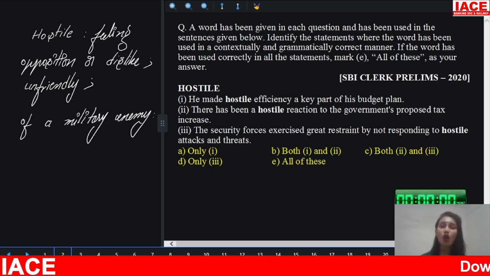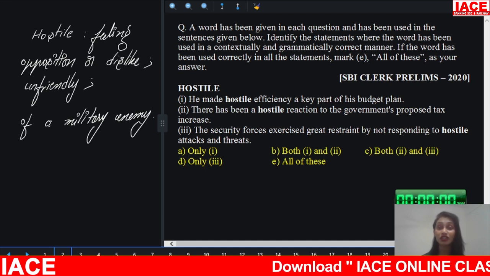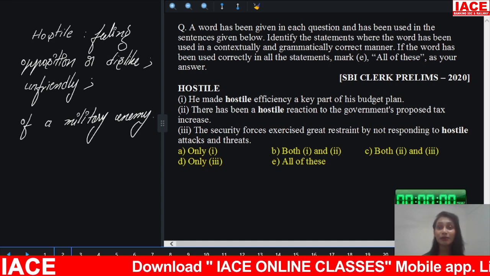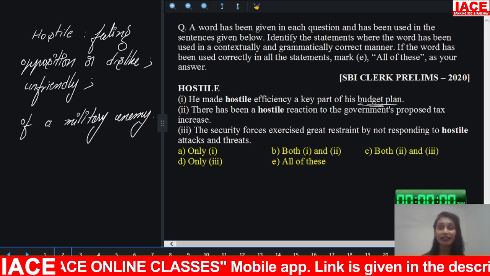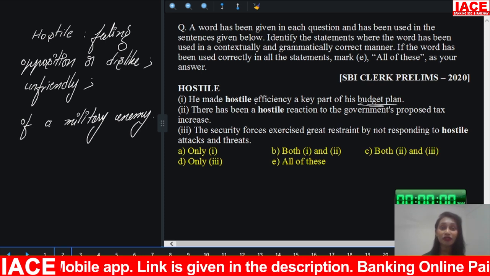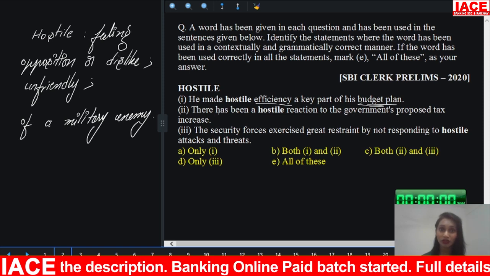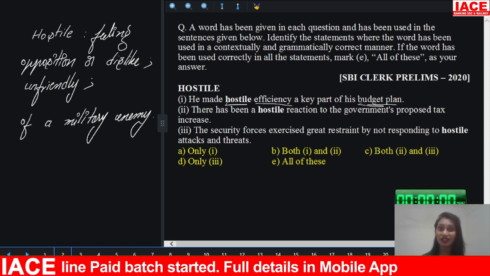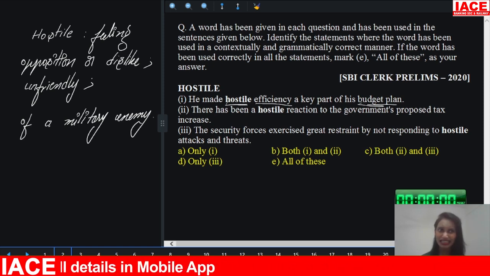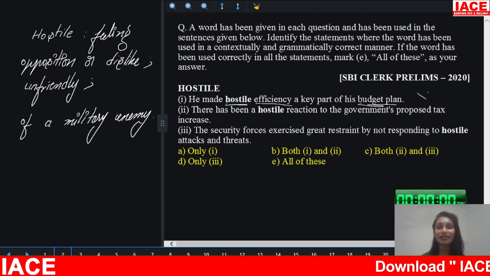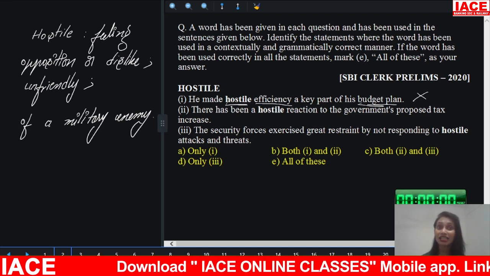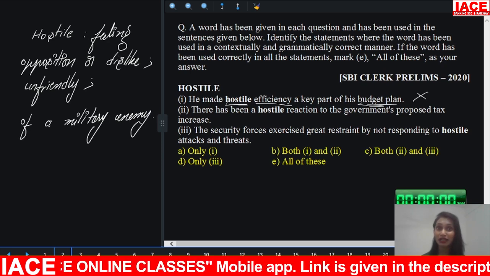He made hostile efficiency a key part of his budget plan. Here we are talking about a budget plan, and here what do we have? Efficiency, which is a positive thing, and hostile efficiency, that means enmity efficiency, dislike efficiency, unfriendly efficiency. Doesn't give sense, right? So the first sentence is incorrect. That means hostile is not appropriately used in the first sentence.